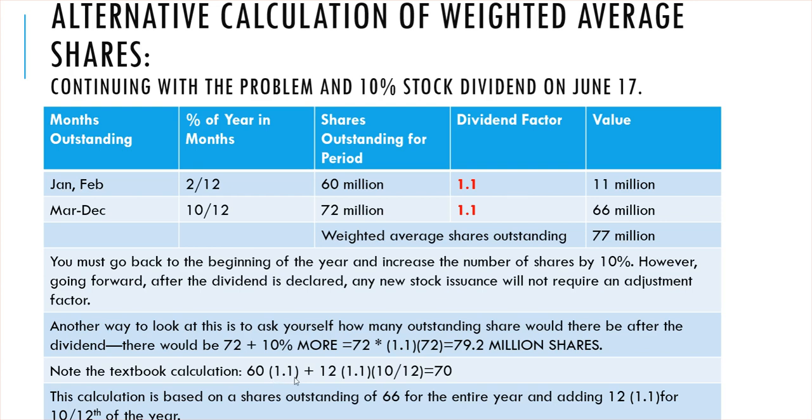60 times 1.1 plus 12 times 1.1 times 10/12 equals 70, and then you're going to add 10% more. So I believe you're going to go up again for an additional 7. So you're up to 77. And I think that's what we got up here. Now, if anything happened to the right, we wouldn't worry about it. When we get into the problems, all of this will be easier for you to understand.